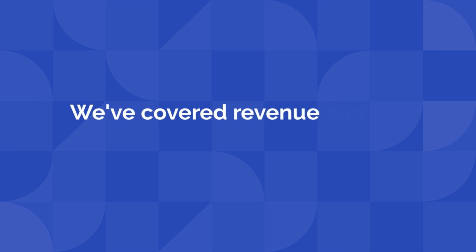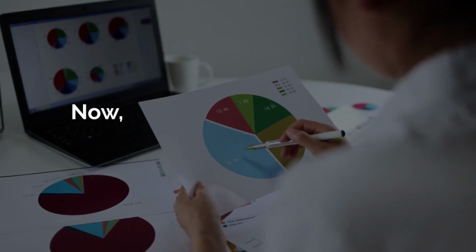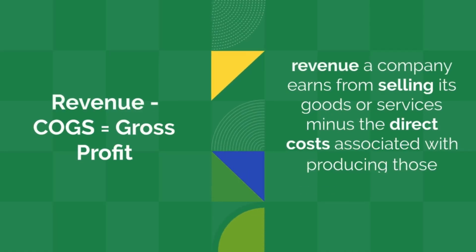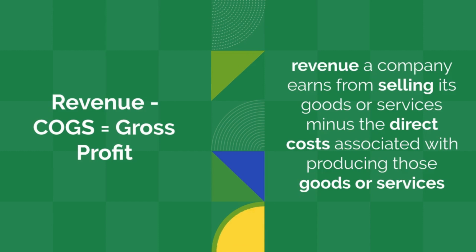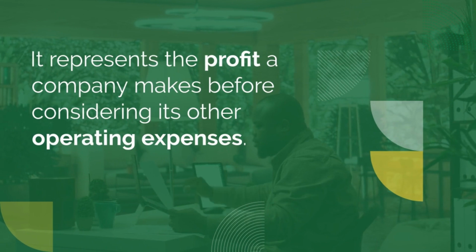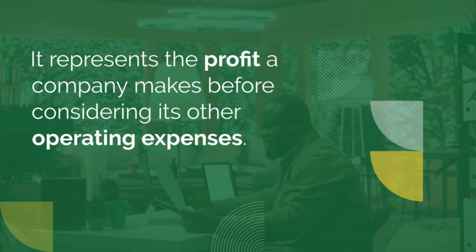We've covered revenue and the cost of goods sold. Now, let's put them together to understand gross profit. In simple terms, gross profit is the revenue a company earns from selling its goods or services minus the direct costs associated with producing those goods or services, the cost of goods sold. It represents the profit a company makes before considering its other operating expenses.